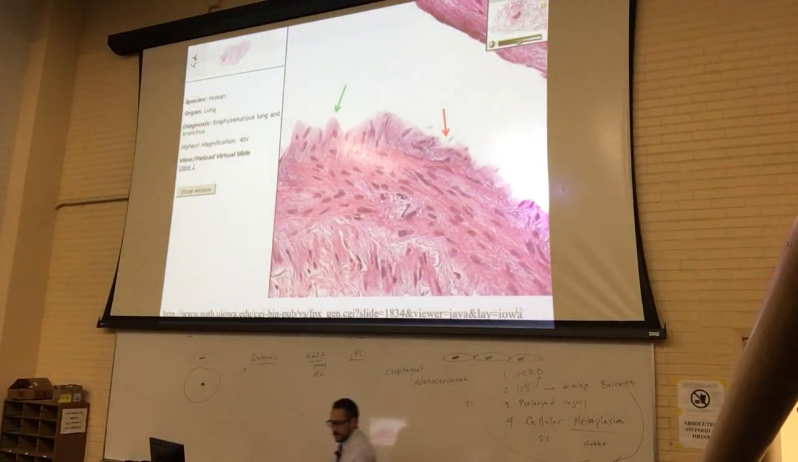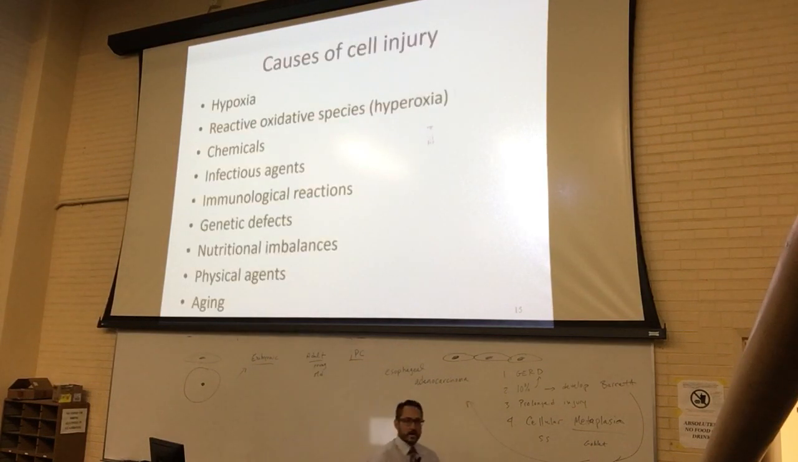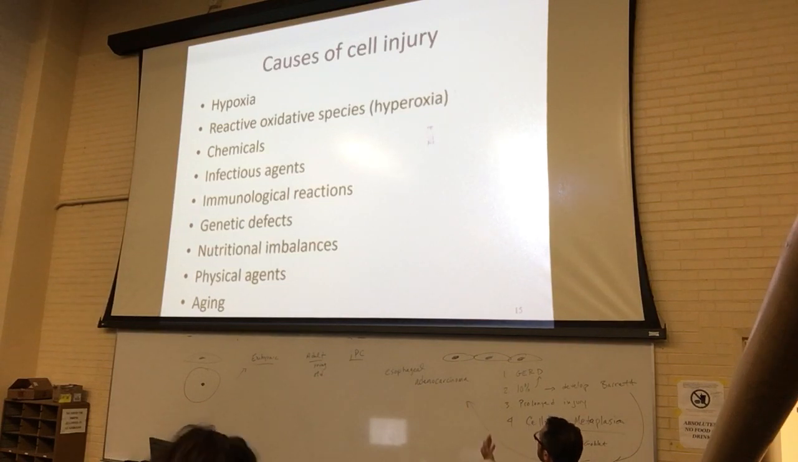Okay, perfect. So now let's talk a little bit more about how the different types of injuries manifest themselves. So this is not a comprehensive list, but it's fairly detailed. These are things that can cause injury to cells.